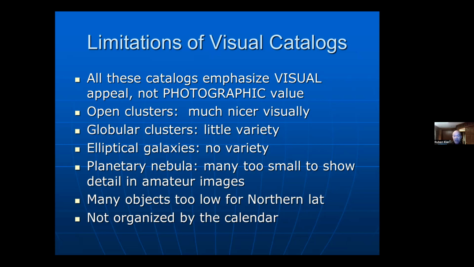Elliptical galaxies may be bright, but they have no variety. They're just a fuzzy blob, even at higher magnification. And planetary nebulae are interesting, but most of them are really too small to show detail in an amateur image. And from these other catalogs, many are too low for northern observers. The other thing that was difficult is these were not organized by the calendar. So now how do you know which one to photograph tonight?